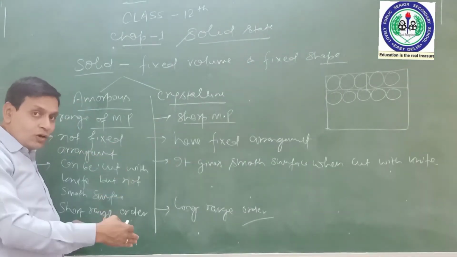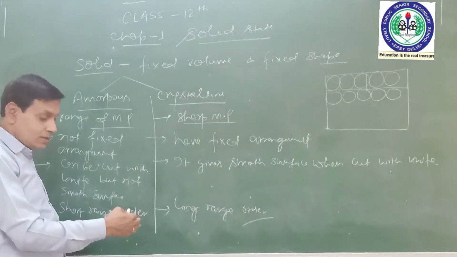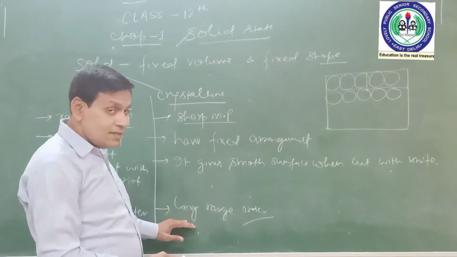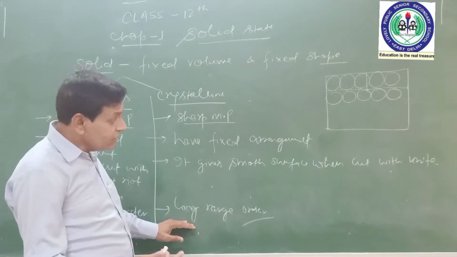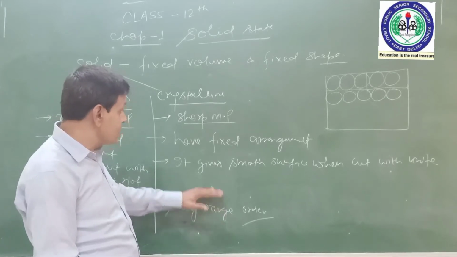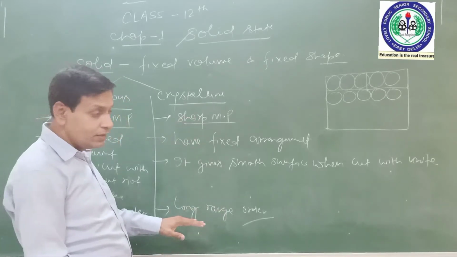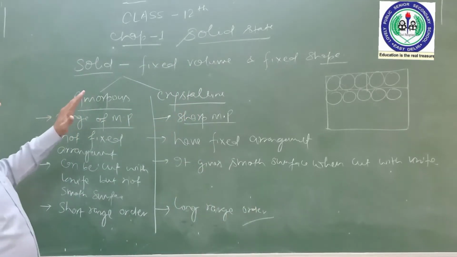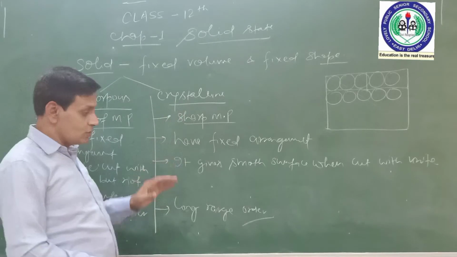Means at every short range, at every short distance, the arrangement changes, and at every long distance, the arrangement never changes. That's why this is called long range order. Okay, so this is all about how you can understand what is the amorphous solid and what is the crystalline solid.